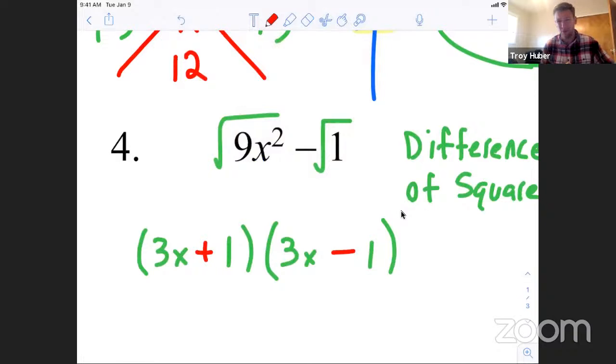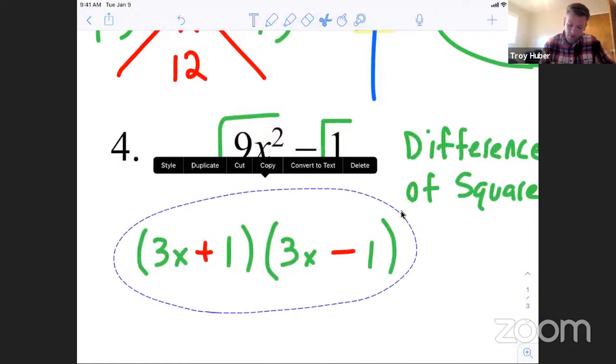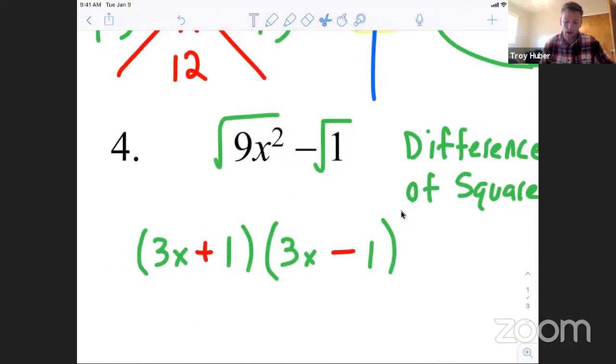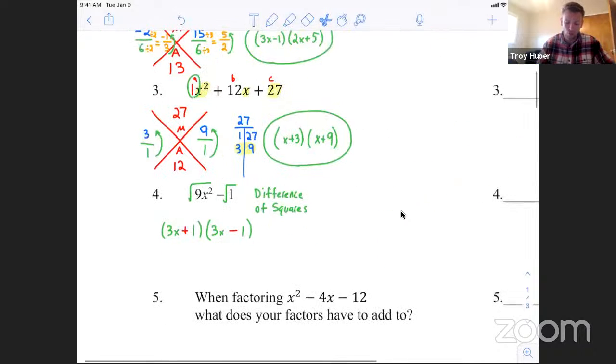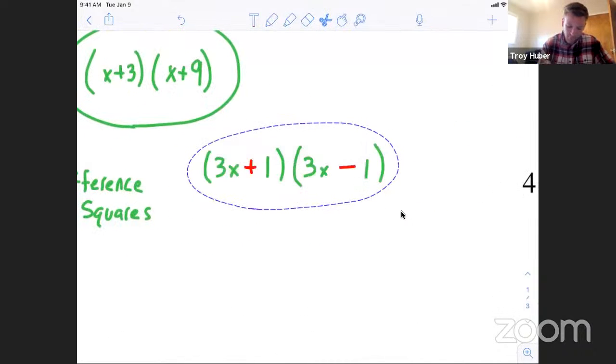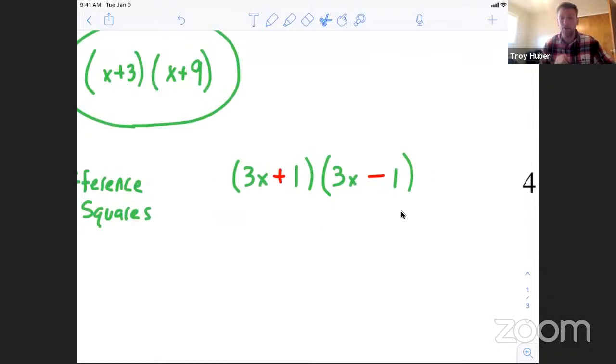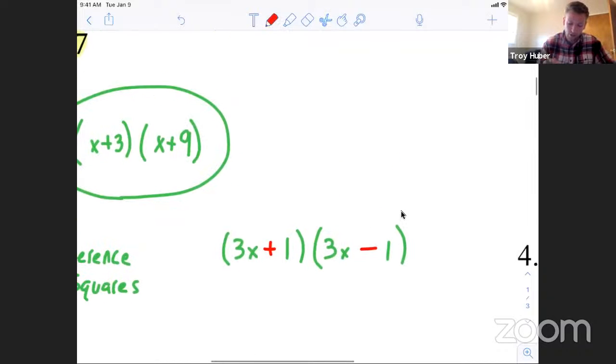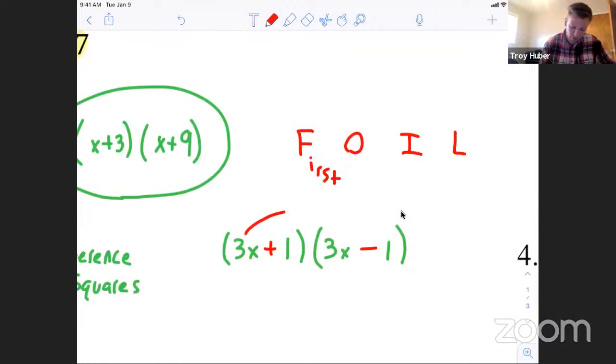All right, now you might be wondering, well, why? Why do we do that? All right, and I'm going to show you. So this is our factored form. So we already completed this problem. All right, but let me show you why we do that. We do that because watch what happens when I FOIL this. All right, remember FOIL stands for first. So I multiply these first two. So 3x times 3x is going to give me 9x squared.